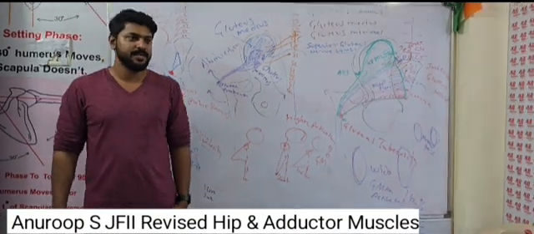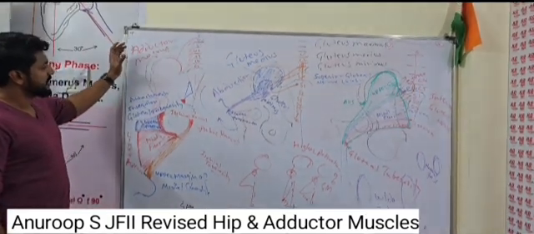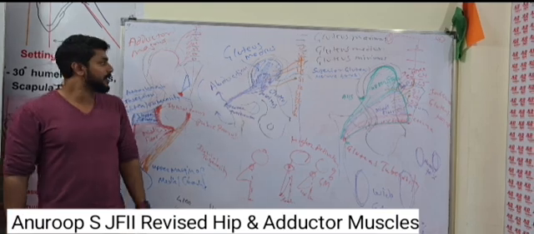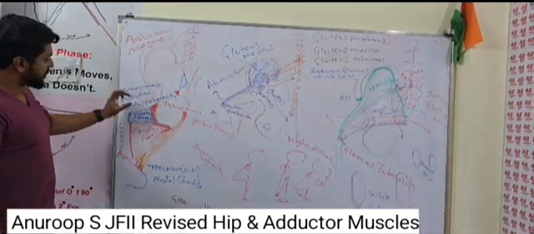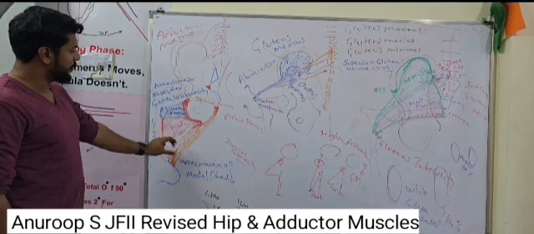This is adduction. So adductor magnus is a muscle which helps to do adduction. It has three fibers: upper fiber, middle fiber, and lower fiber.